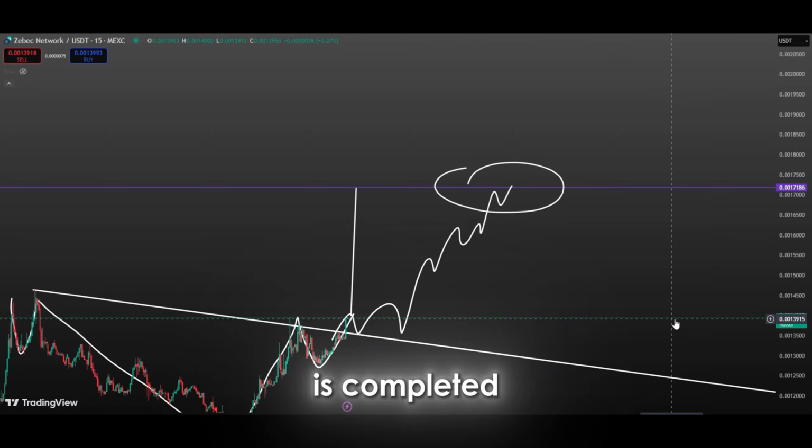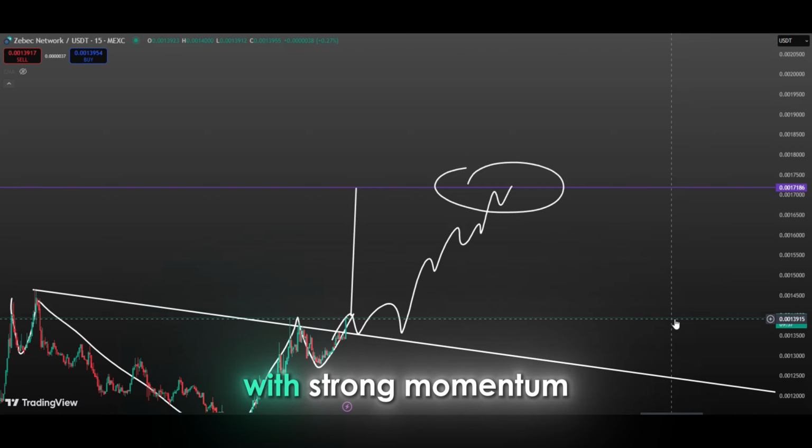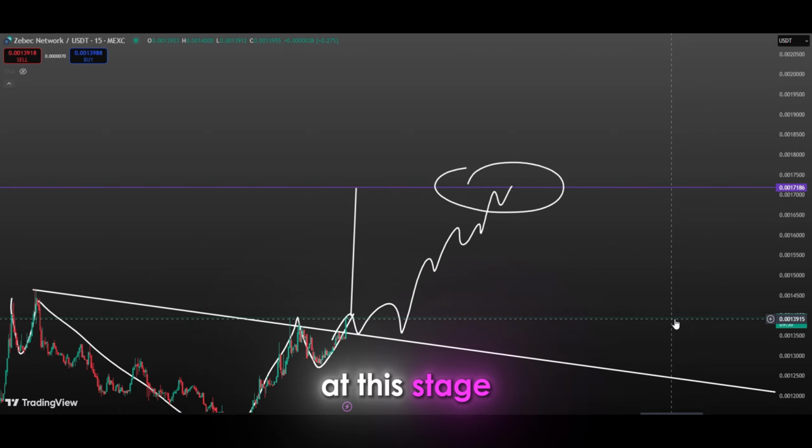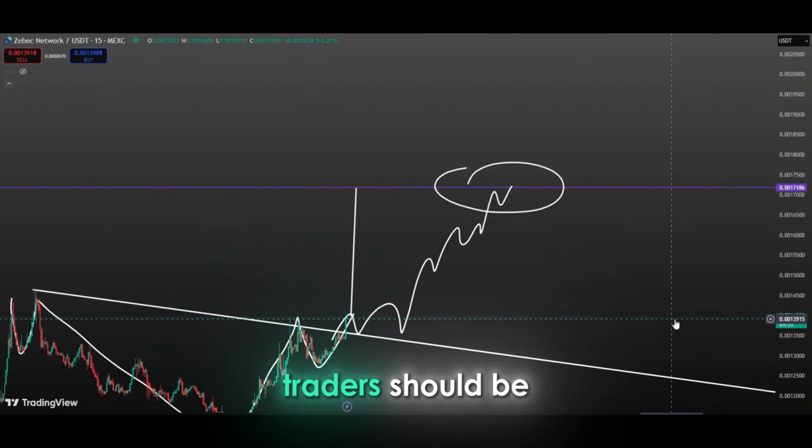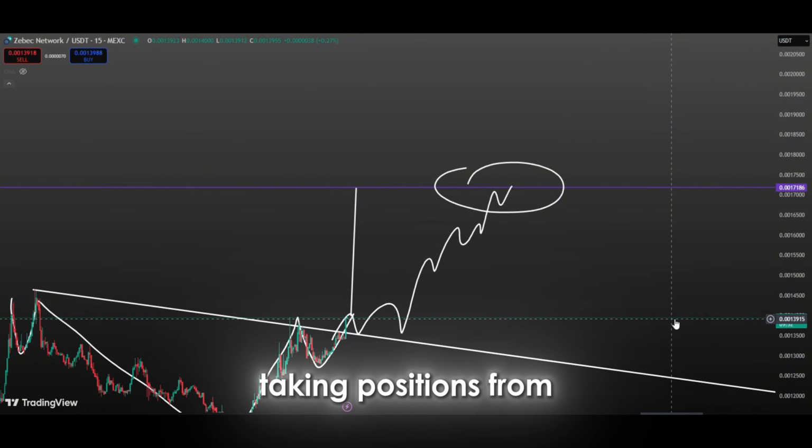Once the pattern is completed, the market direction typically shifts, and this can mark the beginning of a new uptrend in higher time frames. The rally toward the target following the breakout usually occurs in a short period with strong momentum. At this stage, while short-term traders should be cautious about profit-taking, for long-term investors, taking positions from this region could be a very strategic decision.